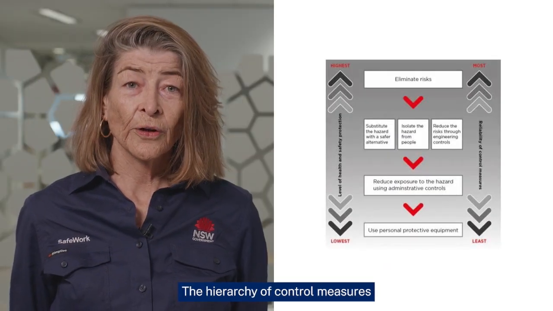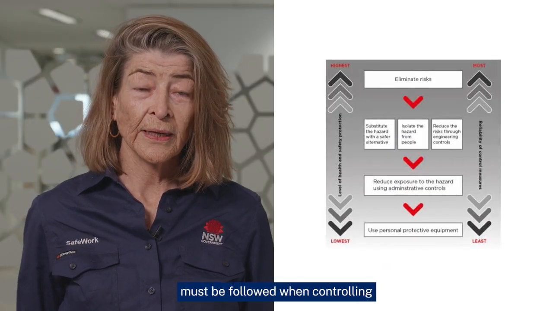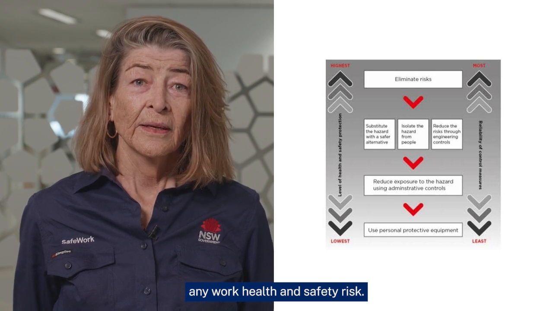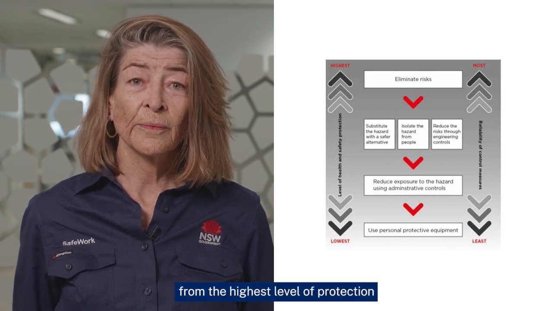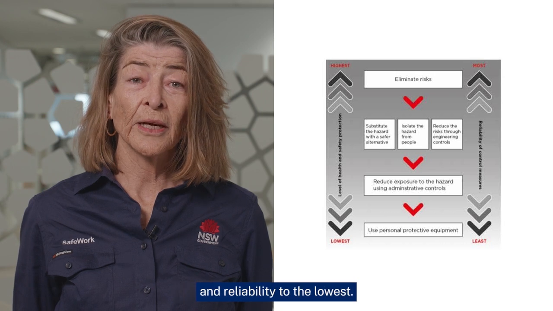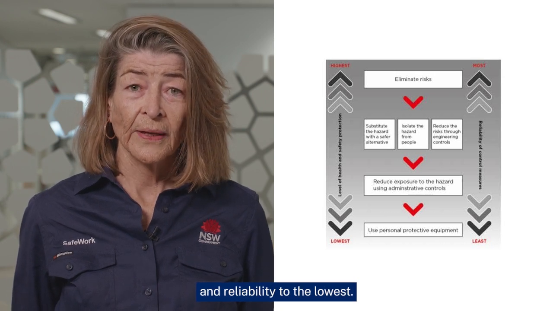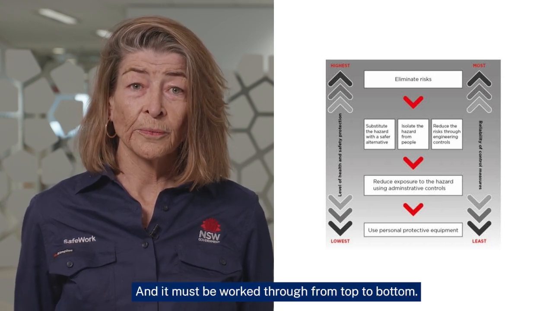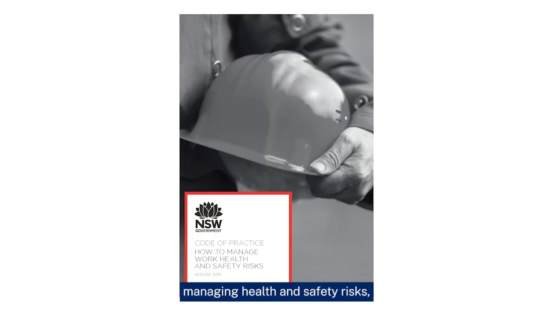The hierarchy of control measures must be followed when controlling any work health and safety risk. It ranks the methods of controlling risk from the highest level of protection and reliability to the lowest, and it must be worked through from top to bottom. The Code of Practice Managing Health and Safety Risks provides helpful guidance to assist you to understand and use risk management and the hierarchy of controls in your workplace.